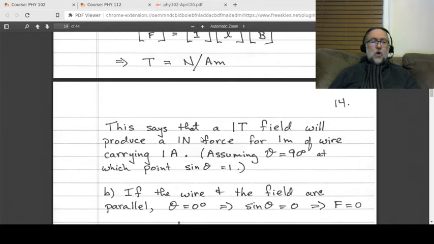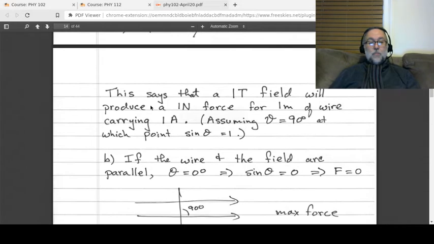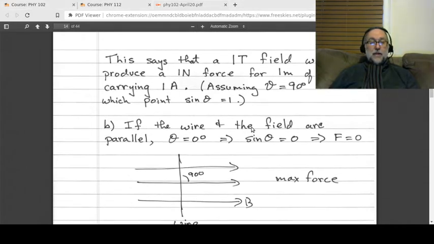By the way, Tesla was named after Nikola Tesla, who was a famous engineer about 100 years ago.